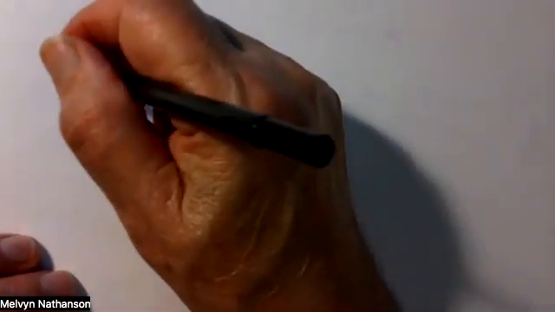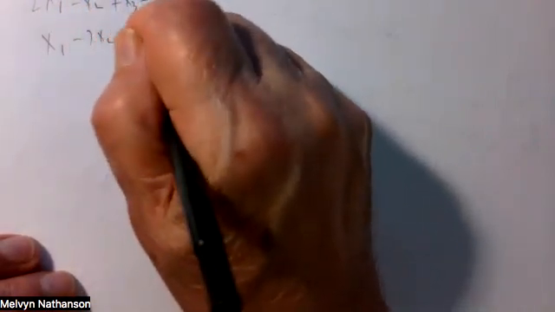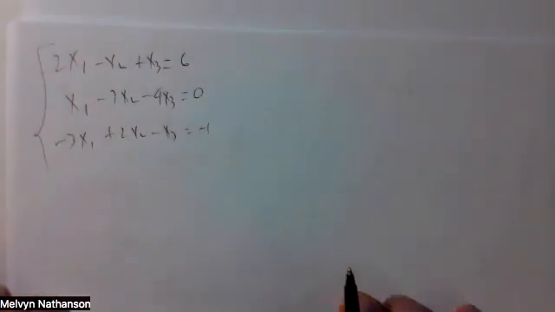So here we have 3 equations and 3 variables. 2x1 minus x2 plus x3 equals 6. x1 minus 7x2 minus 4x3 equals 0. Minus 3x1 plus 2x2 minus x3 equals minus 1. So this is 3 equations and 3 unknowns, and we want to solve it. In the notes, I solved it step by step using Gaussian elimination. But now I want to solve it using the augmented matrix.